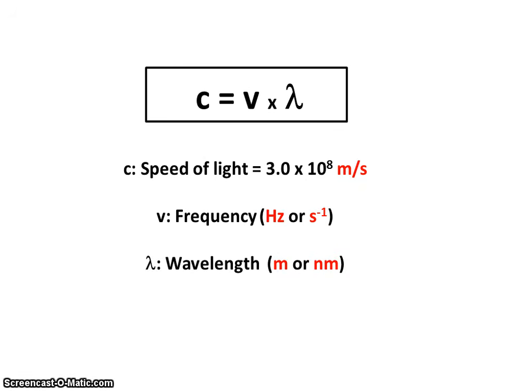ν represents the frequency in units of hertz or seconds to the -1, which is essentially the same unit. And lambda, that Greek symbol that you see there, which looks like an inverted Y, represents the wavelength, which can be expressed in units of meters or nanometers.